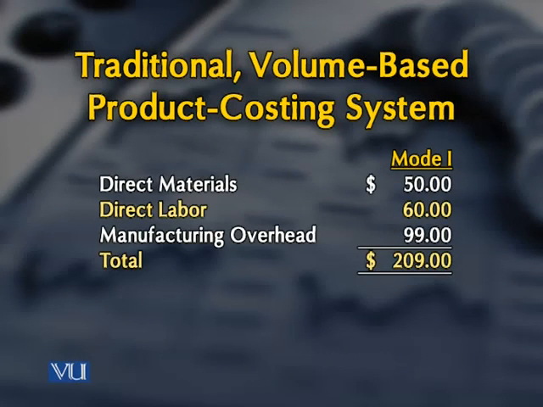Now, to produce one unit of Model 1, Model 2 and Model 3, the direct material cost per unit is 50, 90 and 20. Direct labor is 60 for Model 1, 80 for Model 2 and 40 for Model 3. Overheads added are 99 for Model 1, 132 for Model 2 and 66 for Model 3. If you add these three costs, Model 1 costs 209 per unit, Model 2 costs 302 per unit and Model 3 costs 126. So this is the traditional costing.